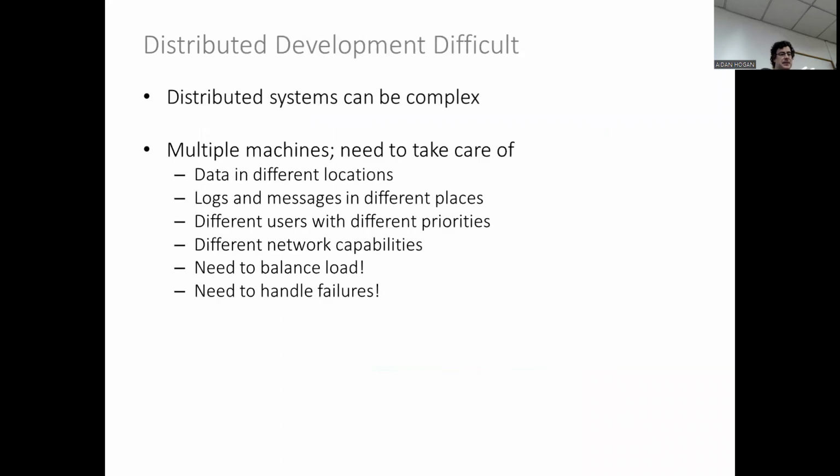Distributed systems can be complex to manage. They do come at a cost. They're not one size fits all, and they're not going to solve all of computing's problems. Some things we can distribute, some things we cannot. Even if we can distribute something, it can be complex to do so. We have multiple machines that we need to take care of that might be in different locations. We have logs and messages in different places, different users with different priorities, different networks. We need to think about load balancing. We need to handle failures.